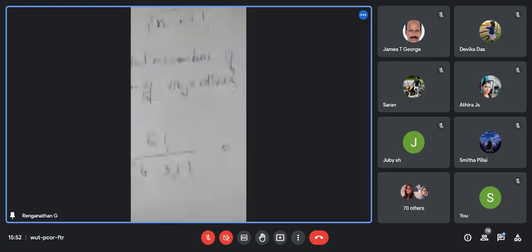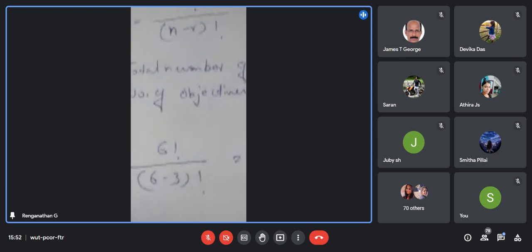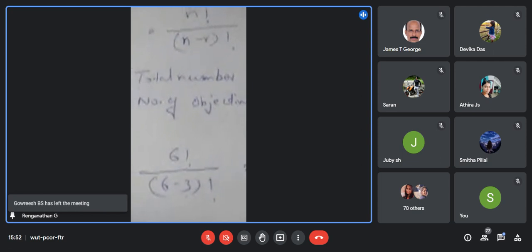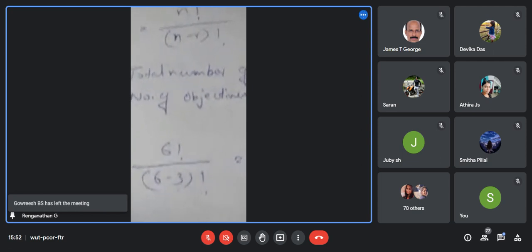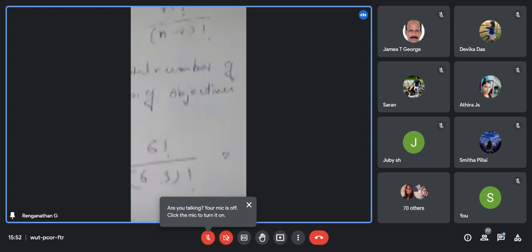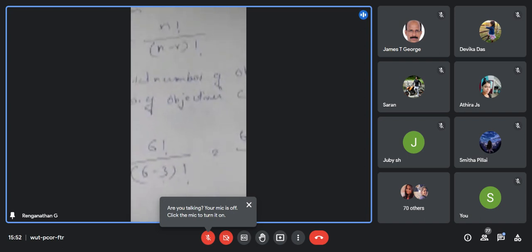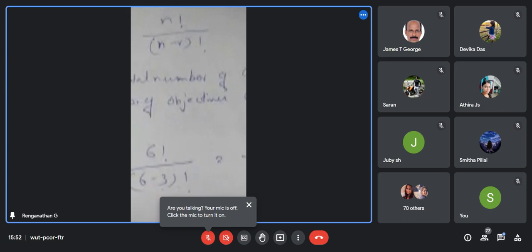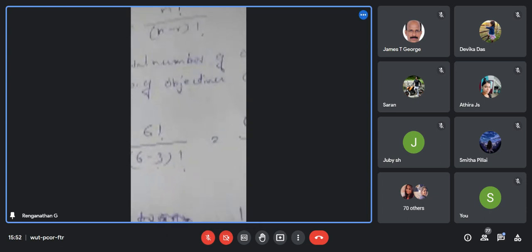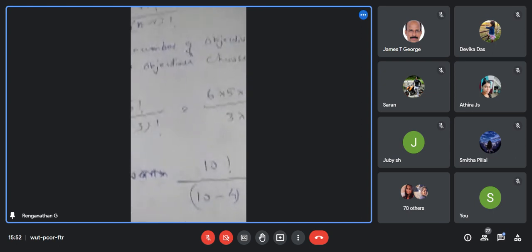I repeat the question once more. In how many ways can 10 seats be occupied by 4 students? So here the total number of objects n is equal to 10, and we have to select only 4 objects out of that. So r is equal to 4.